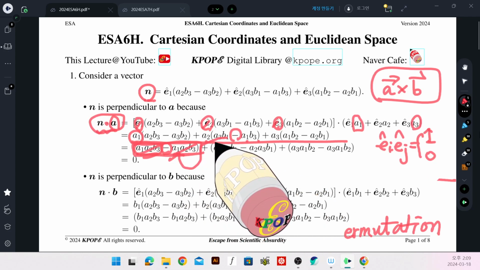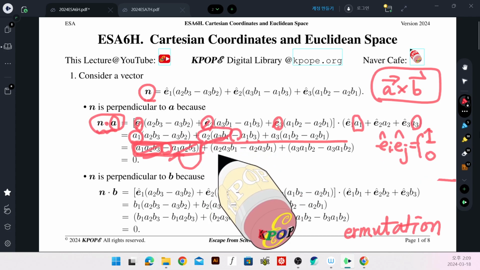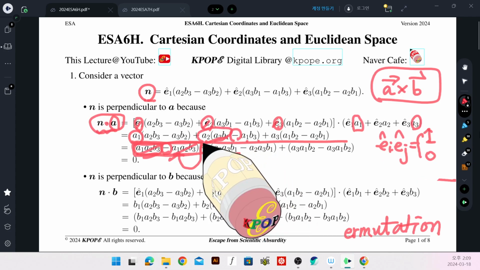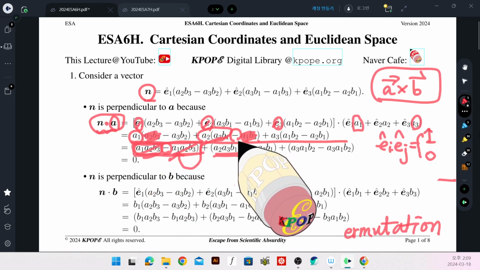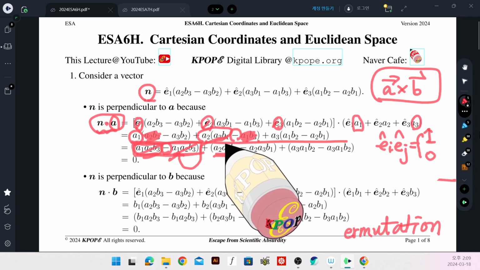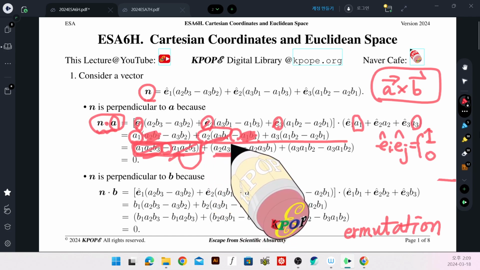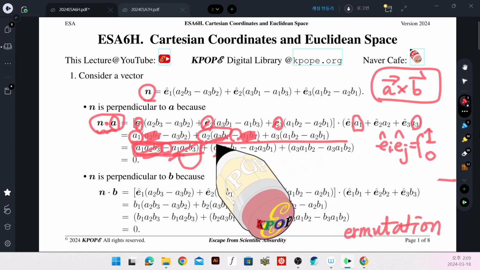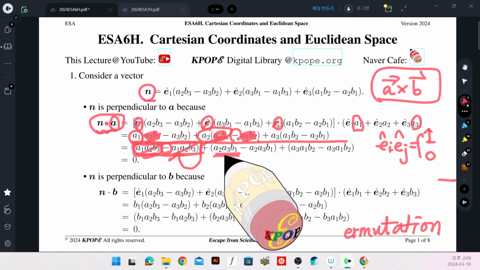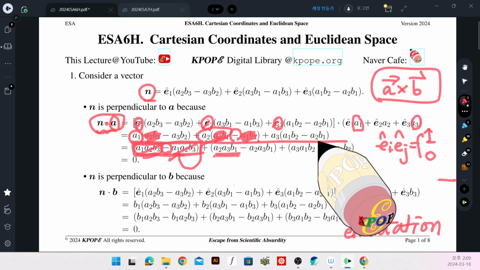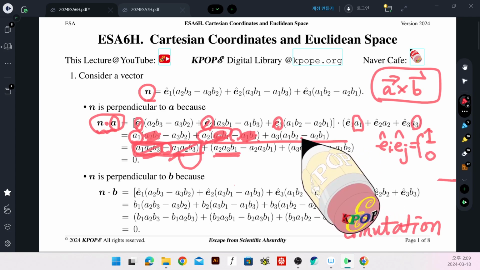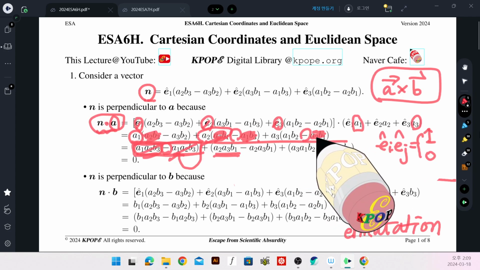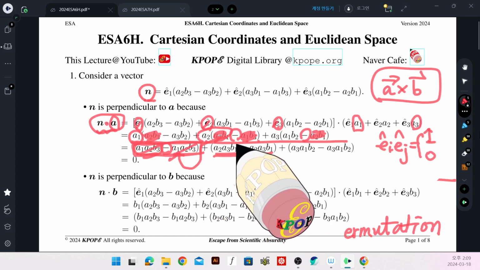A2, A3, B1 is here. So I have erased these two, they cancel. A2, A3, B1. Is there any? Yes. I have copied this one here. A2, A3, B1 is also there with the negative sign. So I cancel this. They are identical to each other.